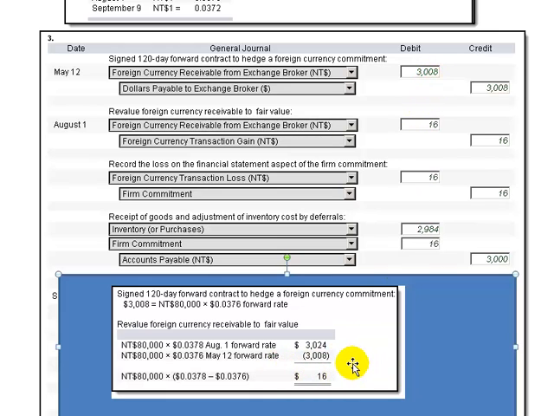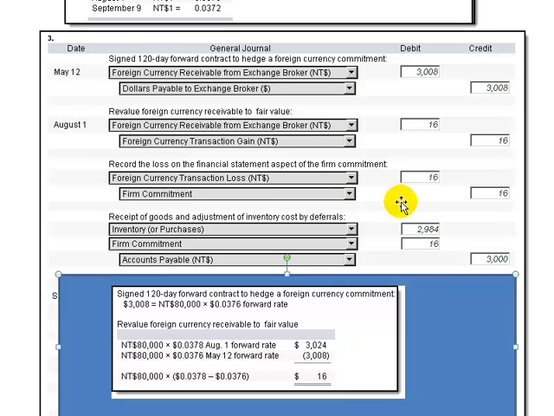The difference between the forward rate at August 1st and May 12th is $16, and the $16 shows up as a foreign currency receivable, and we record a transaction gain on it. Then we have to record the loss on the financial statement aspect of the commitment equal to the same $16, with a debit to foreign currency transaction loss and a credit to the firm commitment.